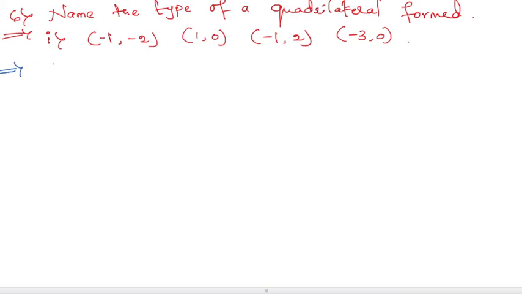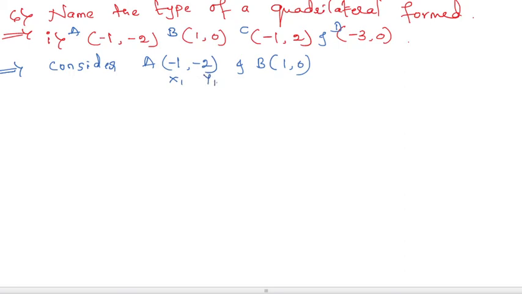So, for the quadrilateral, let us check the same way. These are the coordinates of A, B, C and D. Here consider AB, means A coordinates minus 1 comma minus 2 and B coordinates are 1 comma 0. Its value is what? x1, y1, x2, y2.